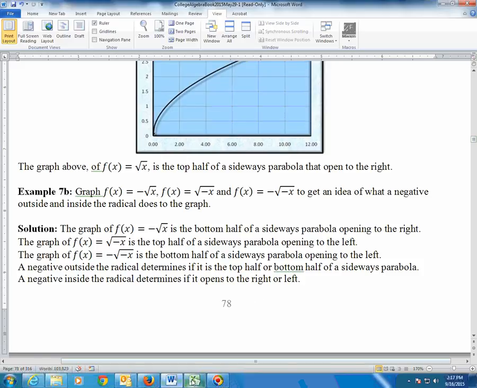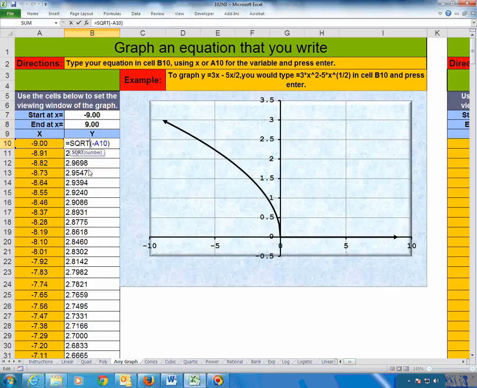You can also graph these by using the 1/2 power instead. For example, instead of saying the square root of that, I could say equals negative x raised to the 1/2 power, because 1/2 power and square root mean the same. So you get the exact same graph.